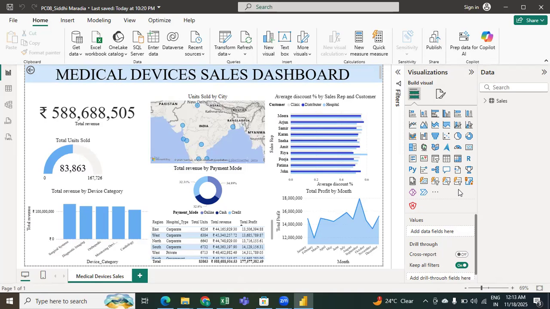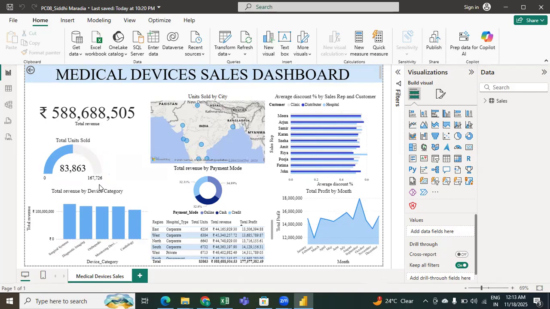Below this total revenue, there's a KPI gauge, which shows the total units sold. This gauge shows 83,860 as the total units sold. The maximum potential is 1.6 lakhs, but the total units sold is this much. It helps stakeholders understand the volume performance, how many units are sold in different areas, and which device categories have sold the maximum units.